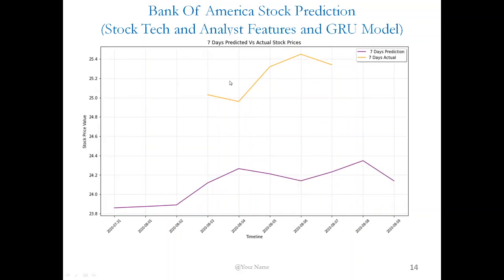And this is another example, the Bank of America stock prediction, where I'm using the stock tech and analyst features against the GRU model. Here I'm pretty close: my model says it is going to be somewhere between 24 to 25, and the actual is somewhere around 25, which is not really bad at all.